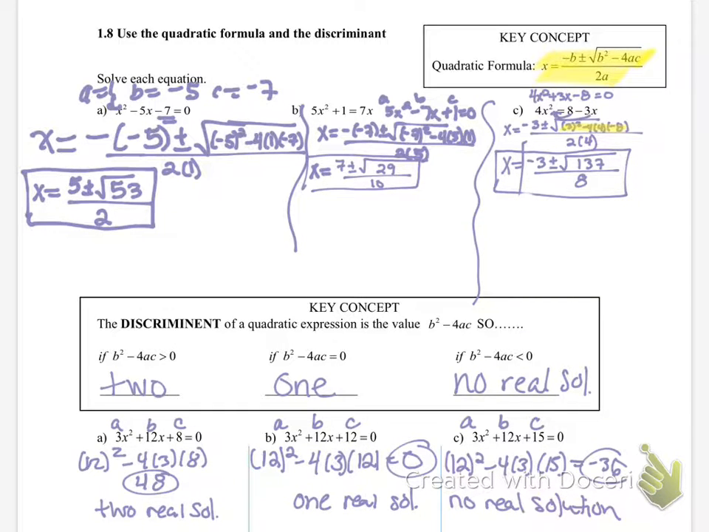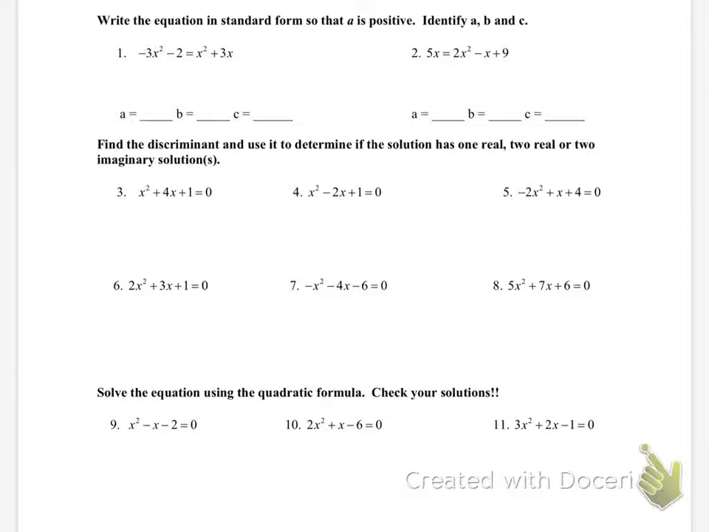Okay, moving on to the back side here. Writing in standard form. So we're coming full circle here. Standard form is just y equals ax squared plus bx plus c. All right, so to get everything on the same side, first you would subtract the x squared. So that's going to be negative 4x squared.